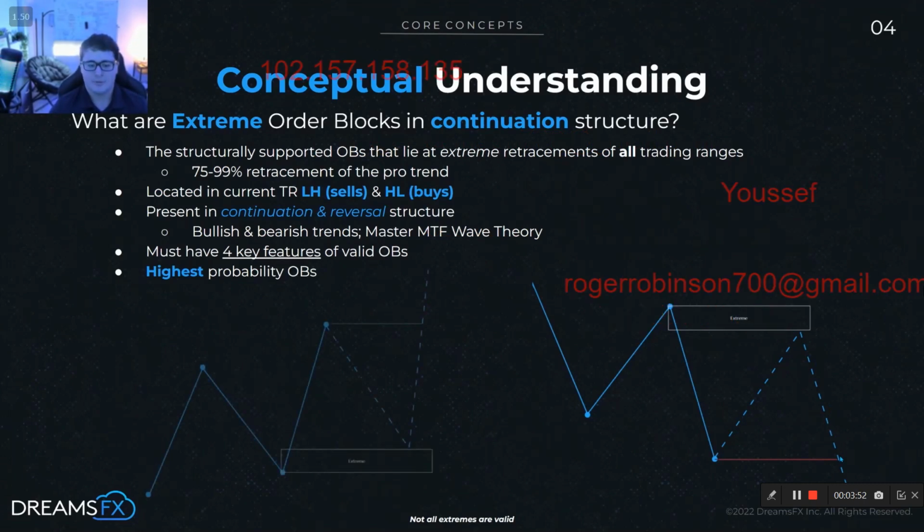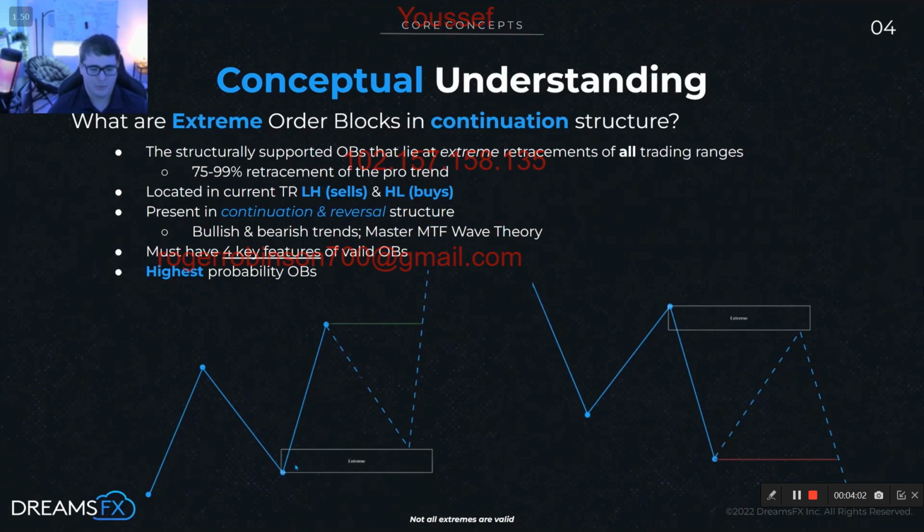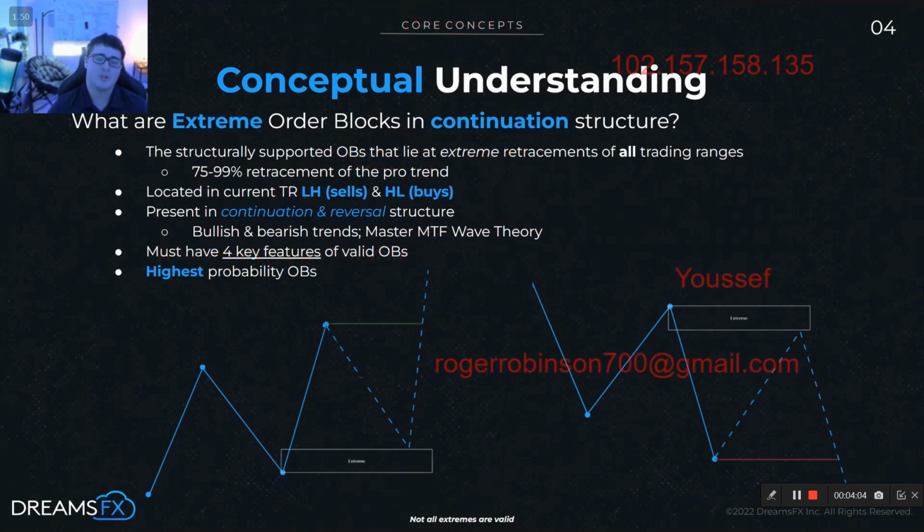So inversely, for buys, our order blocks are located at the higher lows that make higher highs, still lying within that 75 to 99% retracement. Your order blocks are going to be from your previous or your current higher low that makes your current higher high.